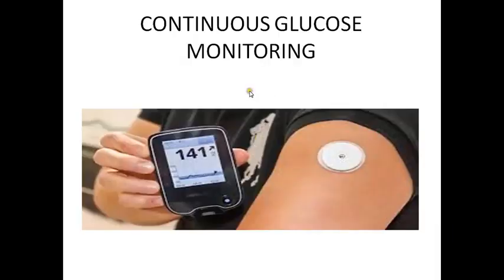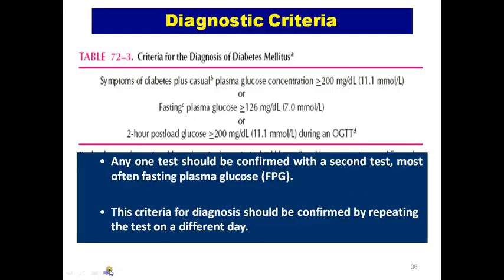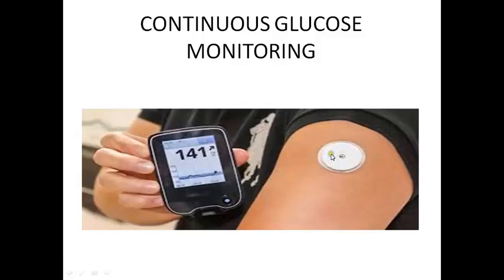Now, the newer thing in this is the continuous glucose monitoring. It's very fancy. There's a patch which has a sensor. It is placed on the forearm. So it continuously measures the glucose level in the subcutaneous tissue, and it has a fancy device. The sensor transmits the readings, and the device tells you.